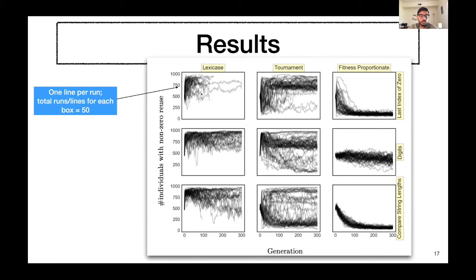And from these plots, it is evident that with Lexical Selection, most of the lines are concentrated in the upper half, whereas with tournament sizes, there is a much broader distribution. With fitness proportionate selection, the lines are concentrated in the lower half for all the problems.